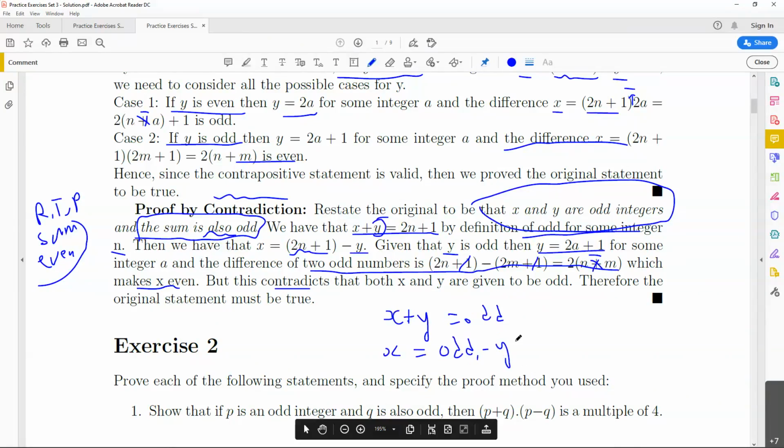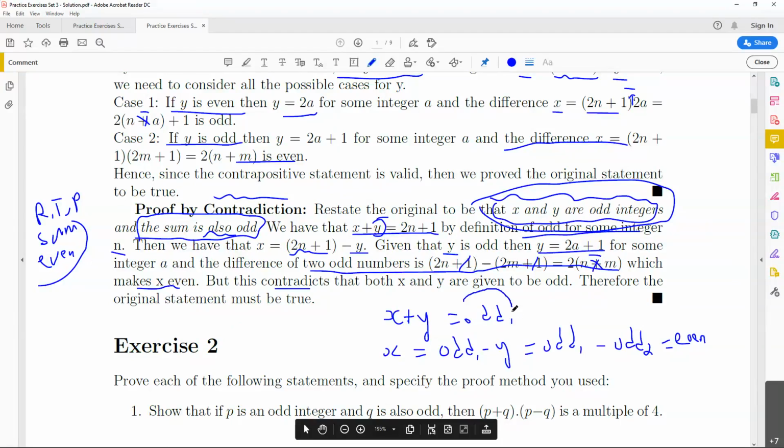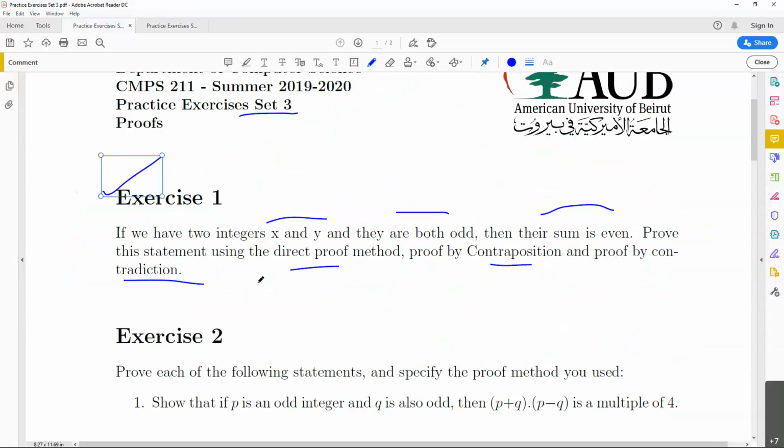But y is also odd because of the given. So it's like some odd number minus another odd number. Simple proof, this is going to give you something that's even. But both x and y are odd. So that's where you get your contradiction. Your assumption that the sum is odd is wrong. There you go, the sum is even. So that's the third way of proving this. That's problem one.